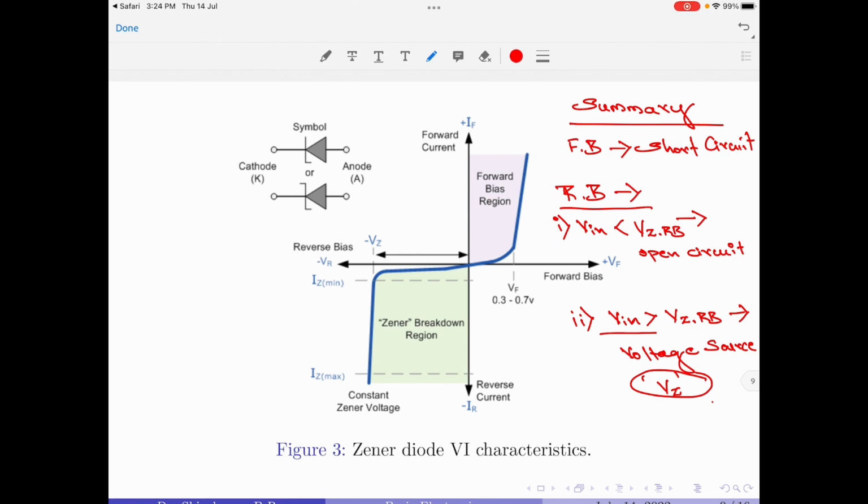Right, that is about a brief discussion on the Zener diode and its VI characteristics. In my next video, I'll discuss the Zener diode in the application of voltage regulation. So stay tuned.